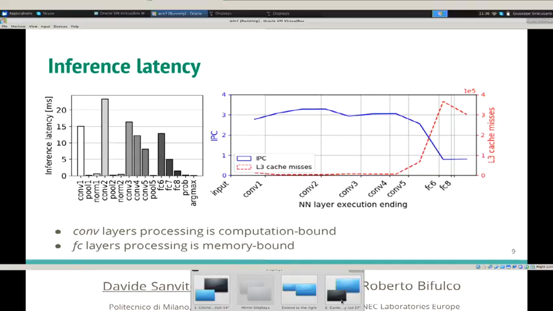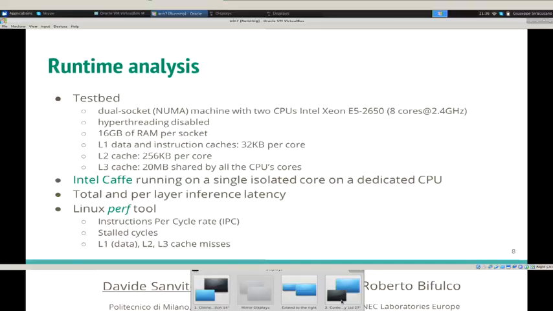The second analysis we performed is the runtime analysis. So we consider a dual socket NUMA machine with 2 Intel CPUs. We used Intel Caffe as a machine learning framework, and we ran the inference using a single isolated core on a dedicated CPU. We measured the total and the per layer inference latency, and at the same time we collected hardware counters using the Linux perf tool. These counters were collected every 10 milliseconds. In particular, we collected instructions per cycle, the number of stalled cycles, and the number of cache misses on the different levels of the cache hierarchy.